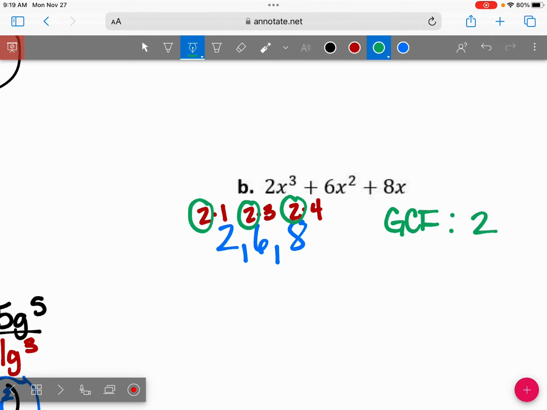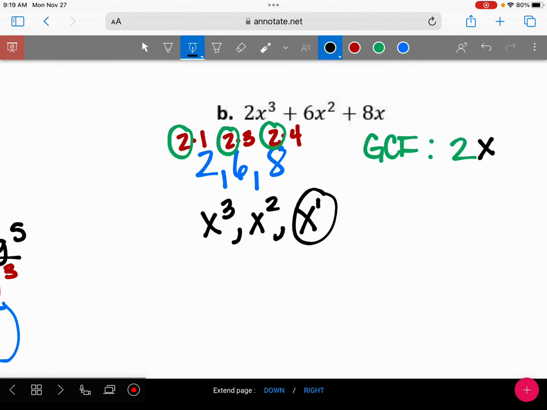So now when we look at our x's, can somebody close the door for me? Thank you. I have x cubed, I have x squared, and I have x. I have to go with the lowest exponent. So what's my lowest one? X to the first. Yep. So that would be my GCF. My GCF is just 2x.